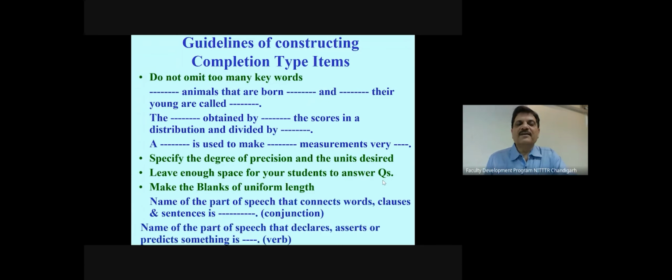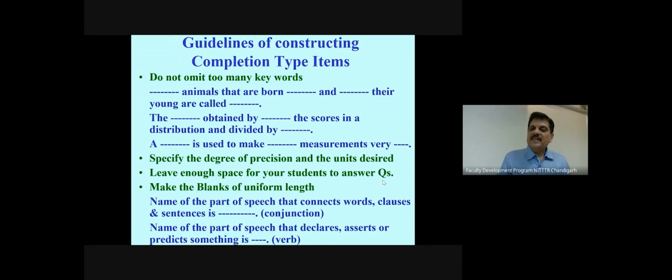So for example, name of the part of speech that connects words, clauses and sentences is dash. So answer is big, so मैंने space ज़्यादा छोड़ दिया. Name of the part of speech that declares, asserts or predicts something is verb. So please, if you have included 4 or 5 fill in the blanks question, so all the blanks should be of same size. चाहे आंसर 1 नंबर है.